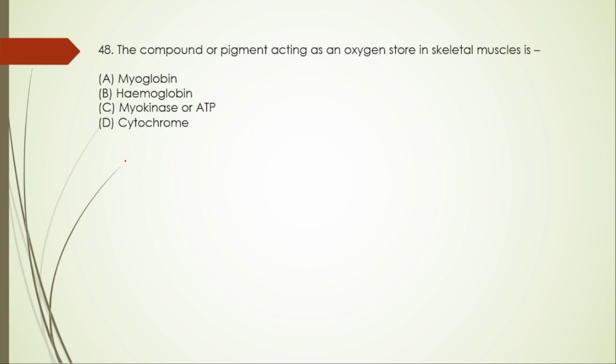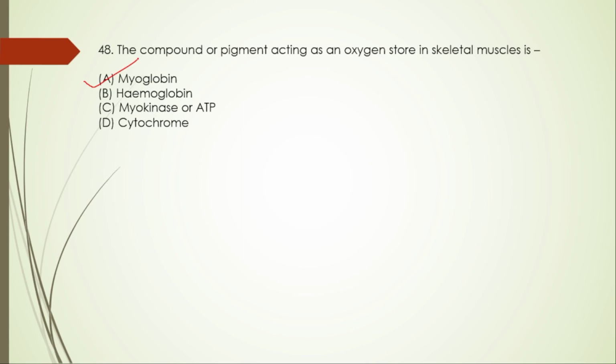Next, 48th question. The compound or pigment acting as an oxygen store in skeletal muscle is A. Myoglobin, B. Hemoglobin, C. Myokinase or ATP, D. Cytochrome. So here the right option is myoglobin.